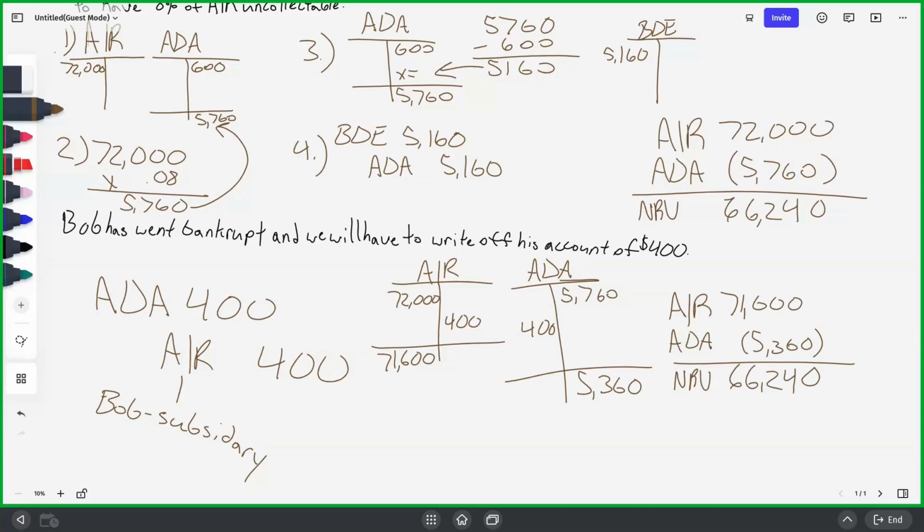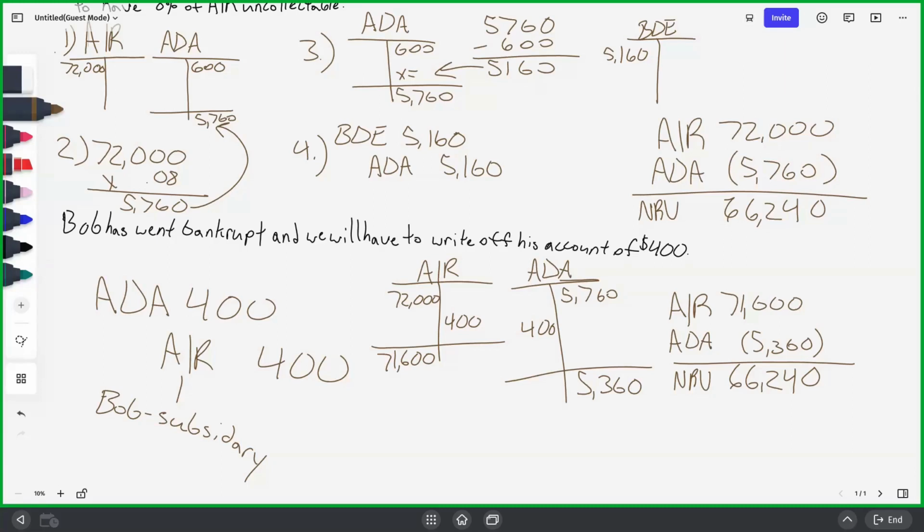One great way to check your work is by doing the net realizable value before and after, because it's always going to be the same under the allowance method. The reason is that both your accounts receivable and your ADA have gone down together, meaning that nothing changes for the ending value.